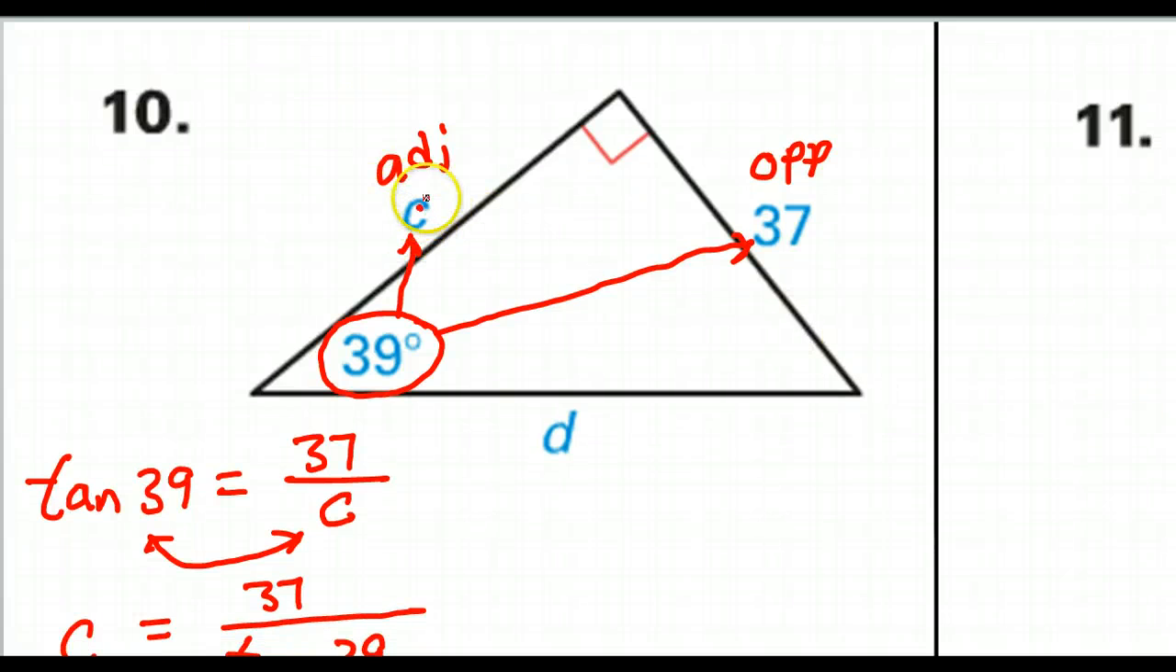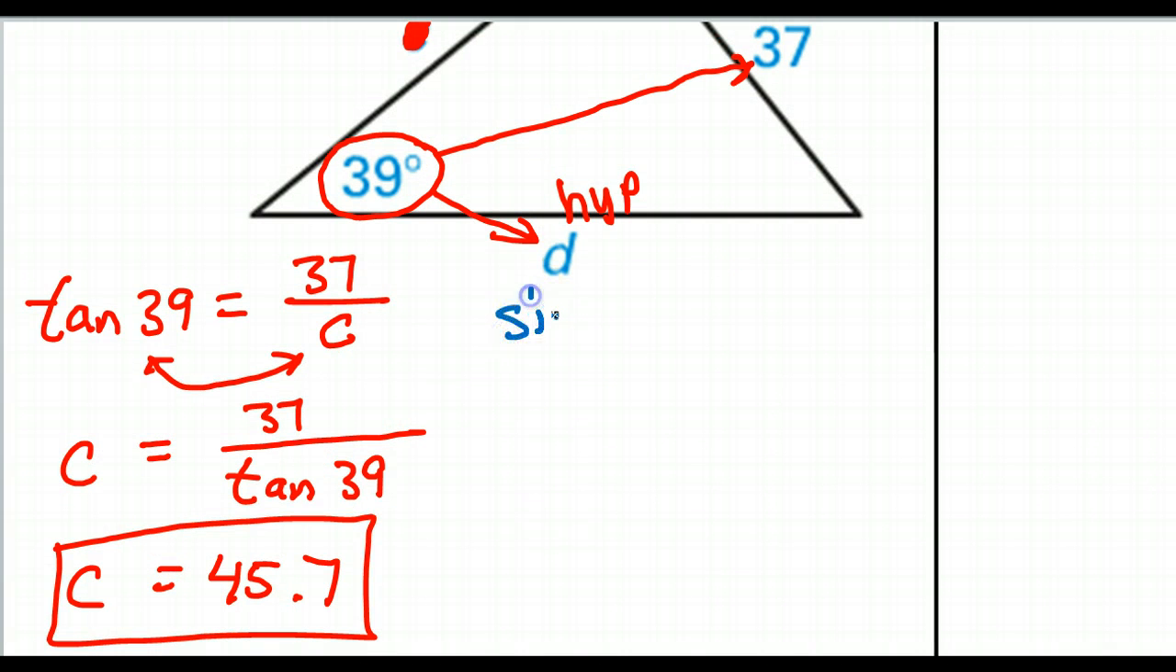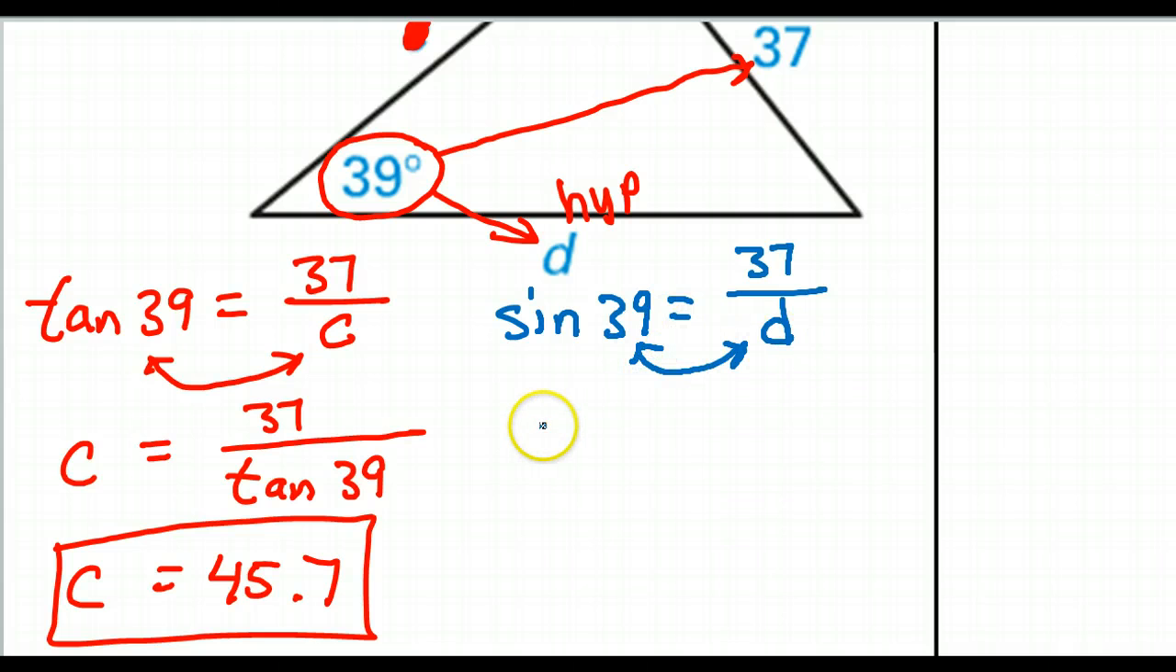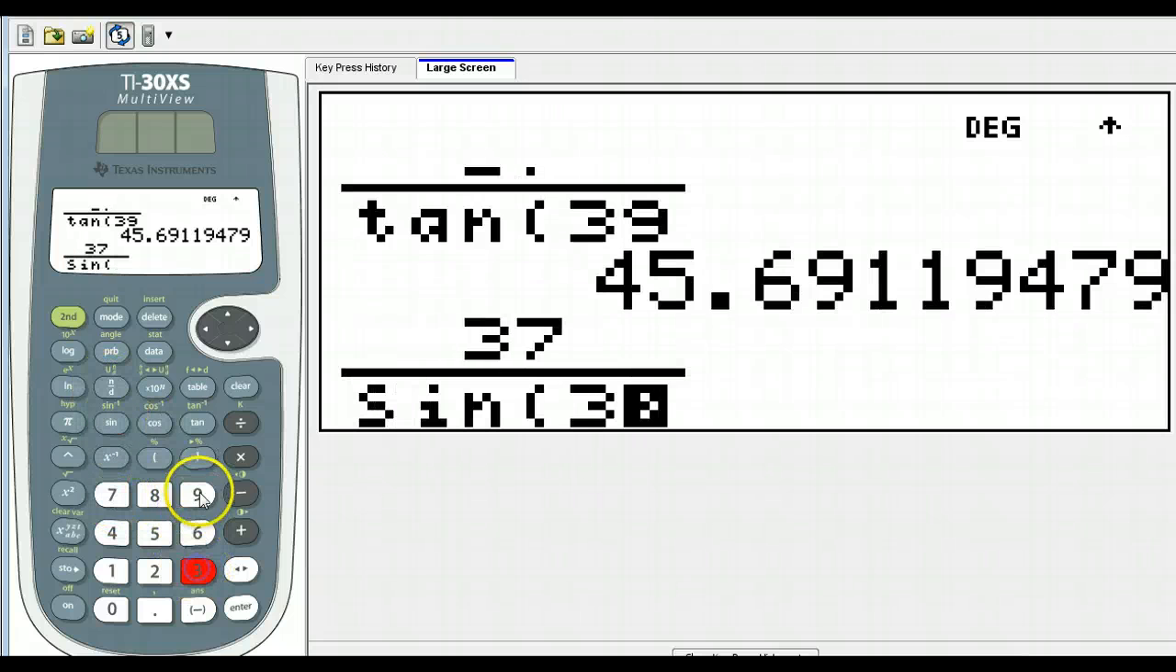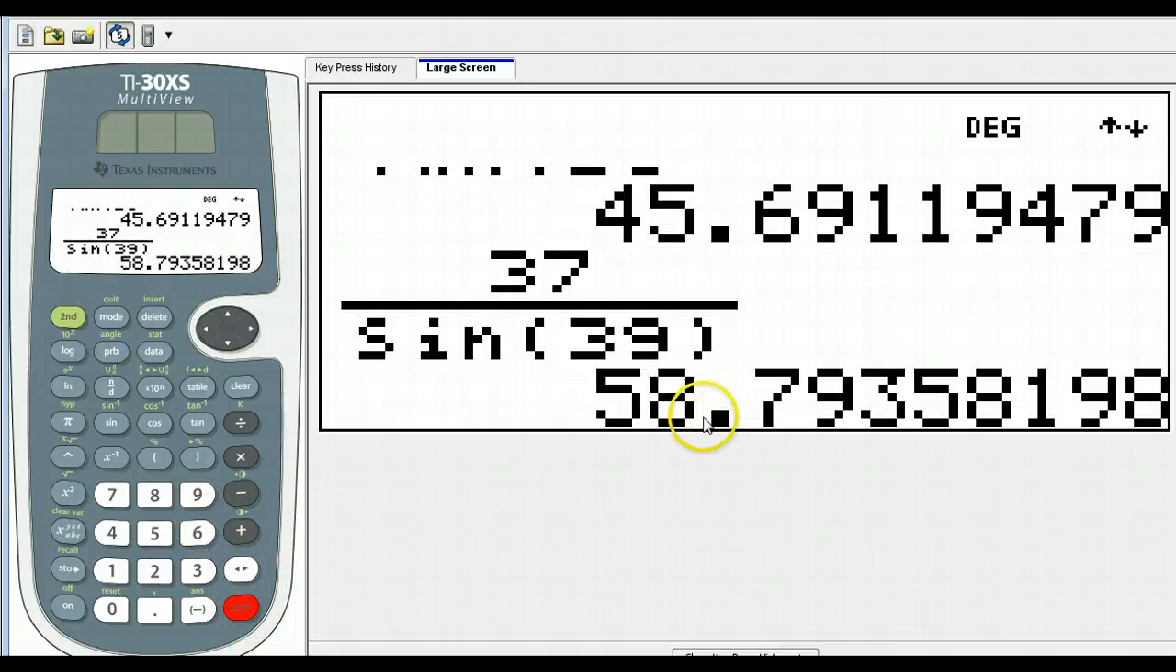So this time I'm going to scribble out the C. Okay, forget about that one. And so now I'm going to focus on the D. So I've still got the 37, that's opposite. But the D here is the hypotenuse. So I've got opposite over hypotenuse. That is the sine function. So this is going to be sine 39 is equal to opposite over hypotenuse. The variable is in the denominator, so I will reverse these. So that's going to give me D is equal to 37 over sine 39. That is 58.8.